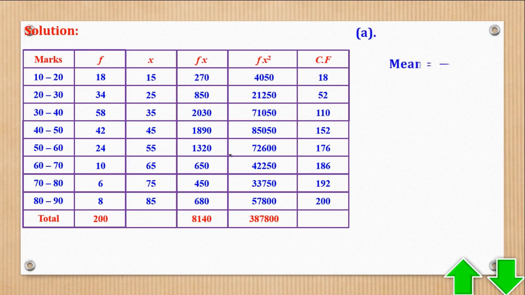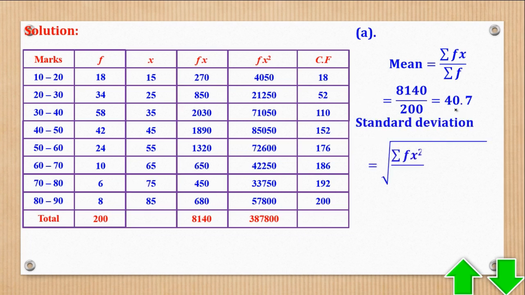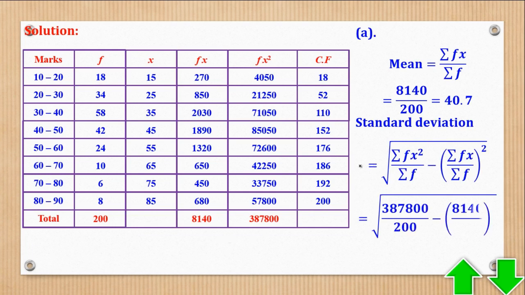So one, we shall get the mean, summation of fx divided by summation of f. So we shall get this divided by this to give you 40.7 as the mean. Then standard deviation, quote the formula. The formula is also available in your mathematical logbooks. Then substitute for this, for this, for this, for that. Then use the calculator to come up with the standard deviation.